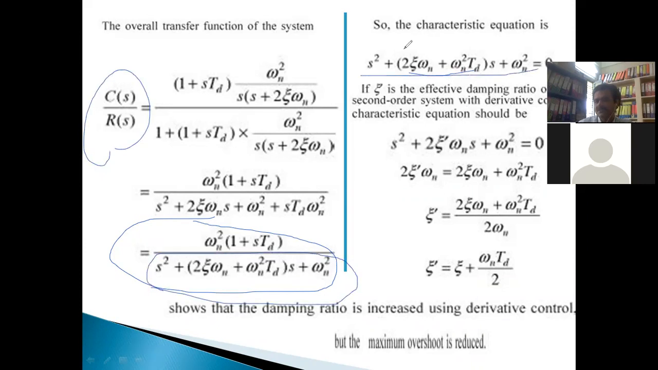So for the second term, if we compare with the standard second order system, the characteristic equation of a standard second order system is s square plus 2 zeta omega n s plus omega n square. This is the standard form of the characteristic equation of a second order system.